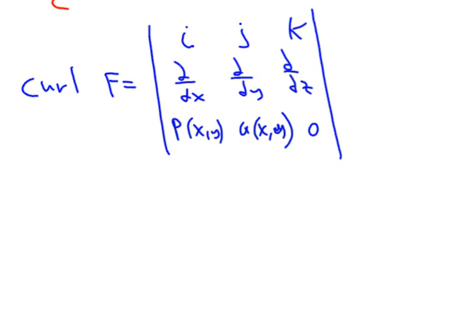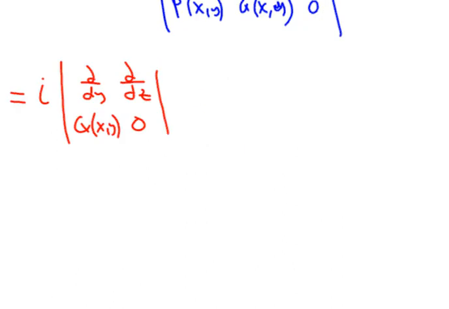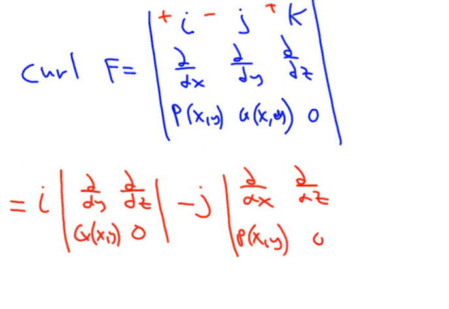Okay, so let's do the calculation here and see what we notice. Something pretty neat happens, actually. So what do we get? We get i times its minor, which would be partial y, partial z, Q, and 0. I'm going to put the x comma y here to remind you of something. Then you have minus j. Don't forget that plus minus plus business. You expand by a row to get a determinant. Minus j times its minor, so that's partial x, partial z, and here you have P of x comma y, and then 0.